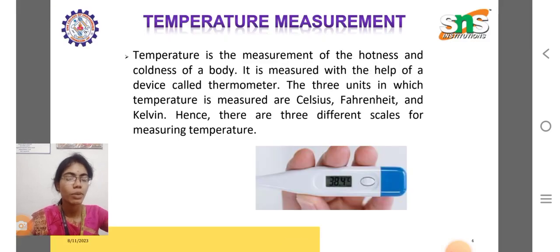Temperature measurement. What is temperature measurement? The basic definition is that temperature is the measurement of the hotness and coldness of a body. It is measured with the help of a device called a thermometer. The three units in which temperature is measured are Celsius, Fahrenheit and Kelvin. Hence, there are three different scales for measuring temperature.